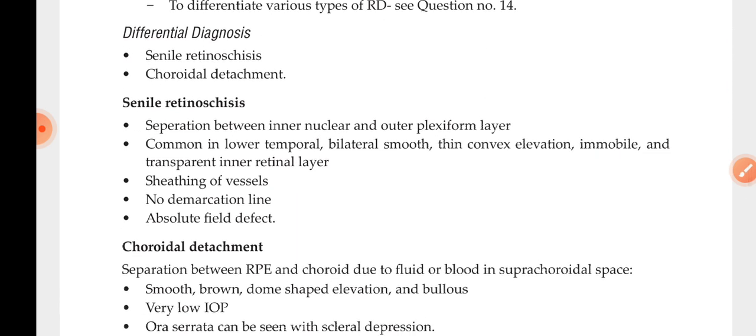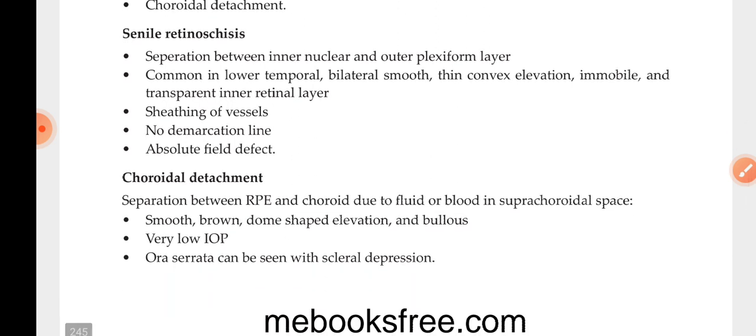Senile retinoschisis and choroidal detachment are differential diagnoses. In senile retinoschisis there will be separation between the inner nuclear and outer plexiform layer. But in retinal detachment, there is separation of the retinal pigment epithelium from the nerve fiber layer. It is common in the lower temporal region, bilateral, smooth thin convex elevation, immobile and transparent inner layer, no demarcation line, absolute field defect.